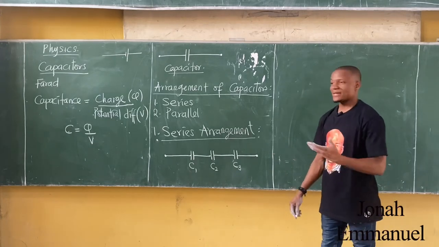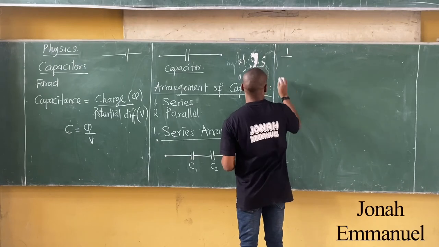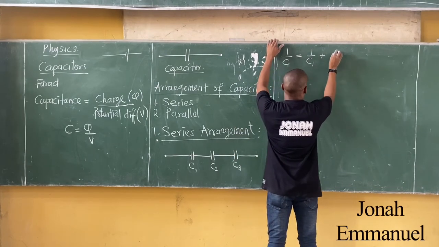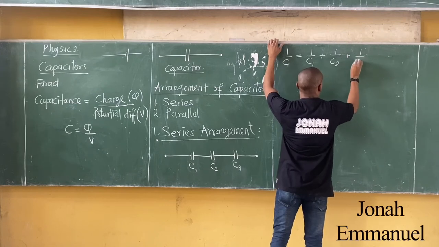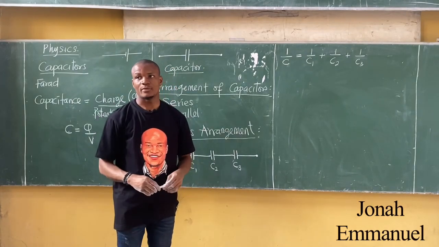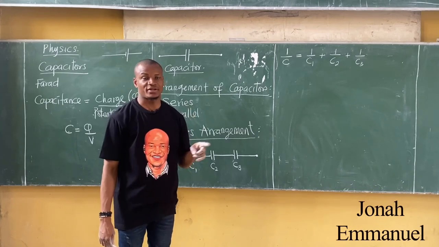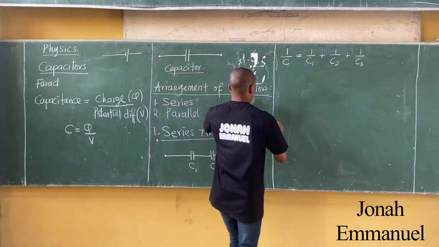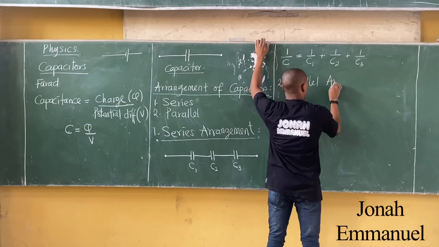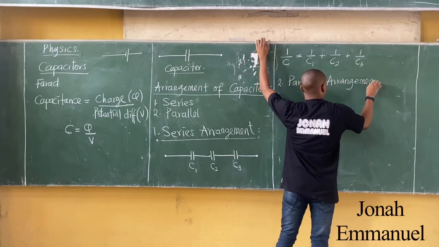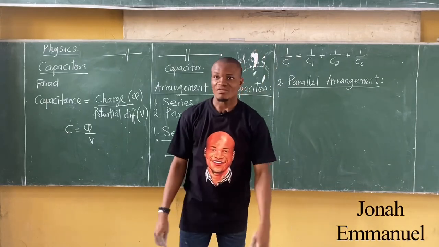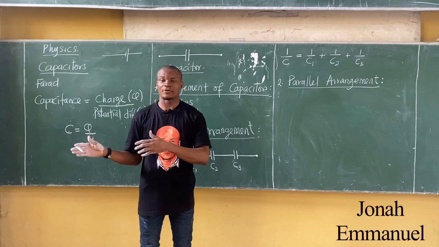For a series arrangement of capacitors, the equivalent capacitance is given by 1 over C equals 1 over C1 plus 1 over C2 plus 1 over C3. This is series arrangement. Of course, follow the same definition as when we did resistors, right?